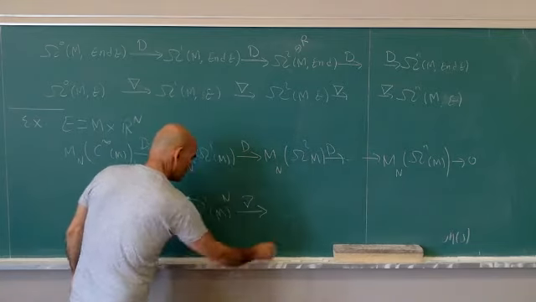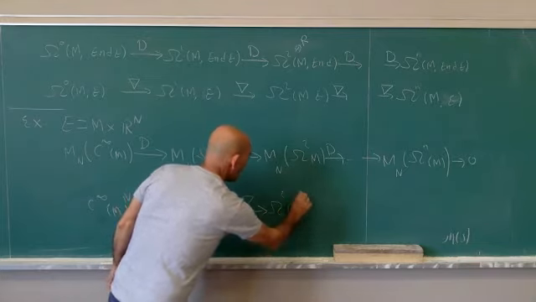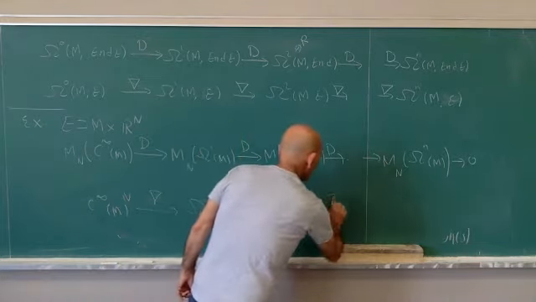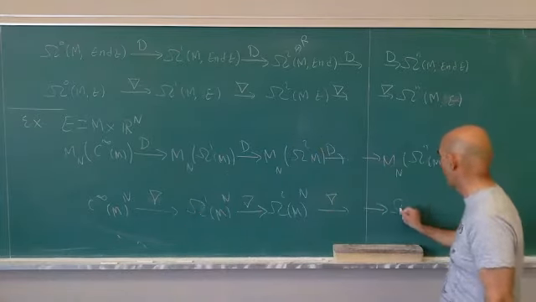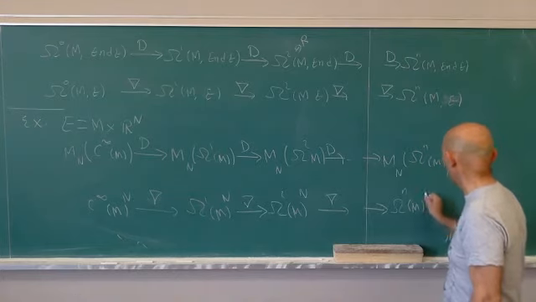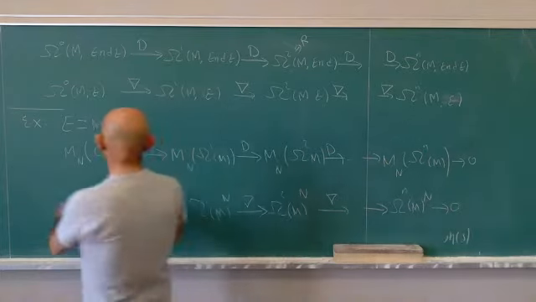And then omega 2 of m, n, and then here omega n of n, and is 0. Okay, so keep that in mind.